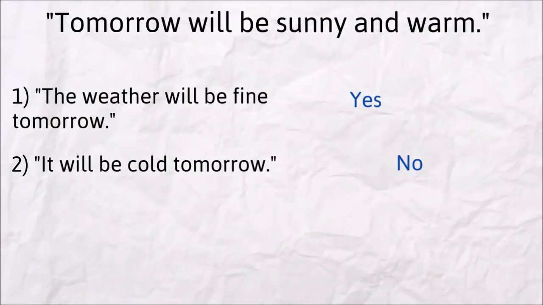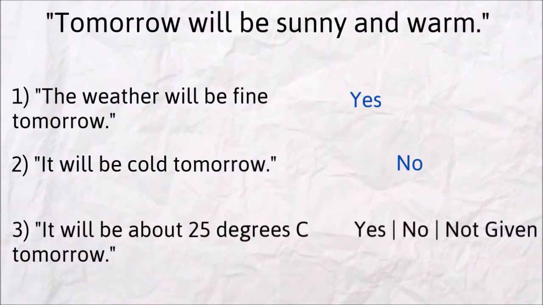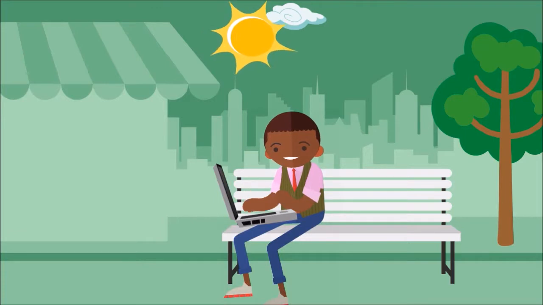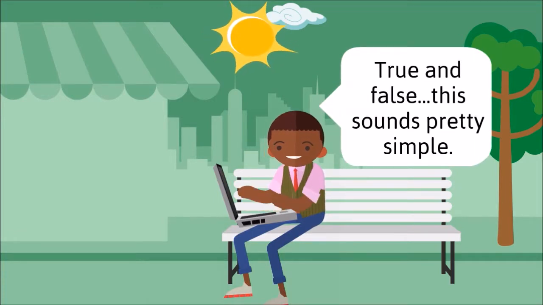Finally, we have yes, no, not given, it will be about 25 degrees Celsius tomorrow. We know it will be warm, but nowhere in the text does it state what the temperature will be. We don't have any specific information to confirm or deny this statement. Therefore, the answer must be not given. True and false is simple, right?